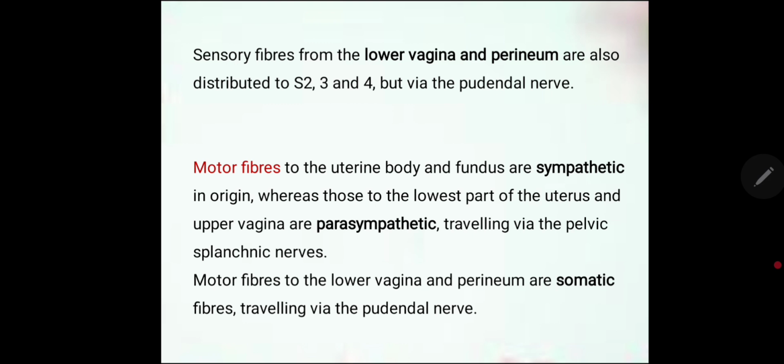The motor fibers of the uterine body and fundus, which is the upper part of the uterus, are sympathetic in origin, while the upper vagina and lower uterine part are parasympathetic, traveling with pelvic splanchnic nerves. The motor fibers of the lower vagina and perineum are somatic, traveling with the pudendal nerve.